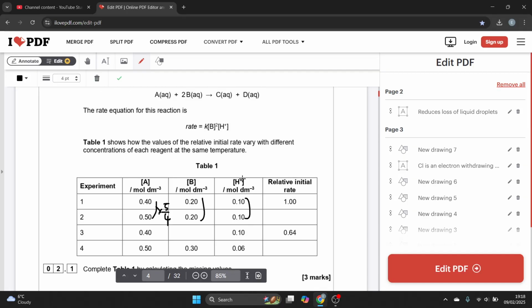But okay, is A in the rate equation? No, it's only B and H. Therefore, I don't care about A. It doesn't affect the rate because it's not in the rate equation. So that stays the same. Then if I look at the rest, well, that clearly decreased. 0.64 divided by 1.00. That's 16 over 25, times by 16 over 25.